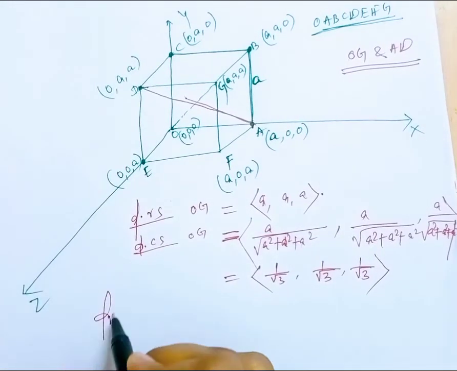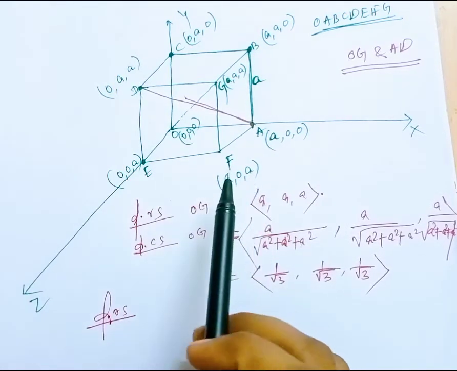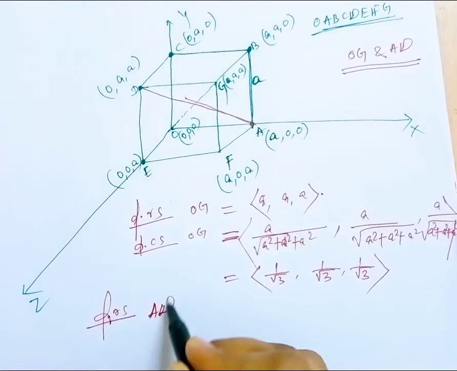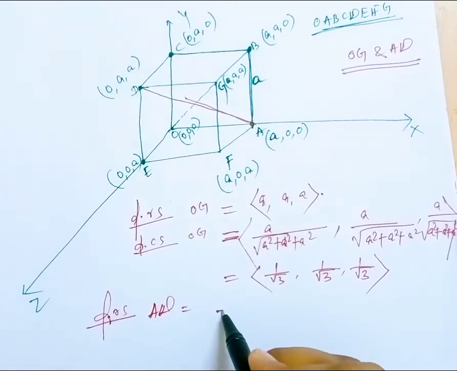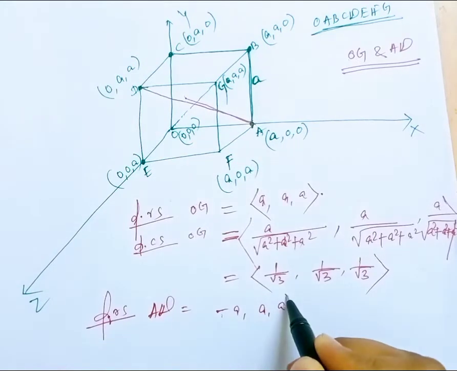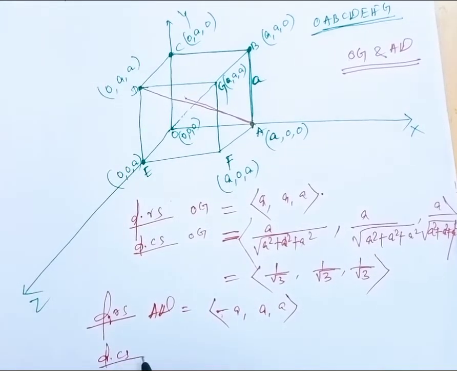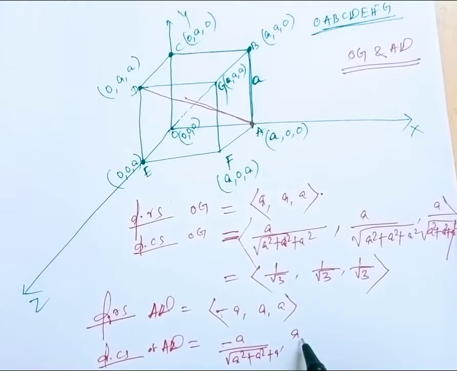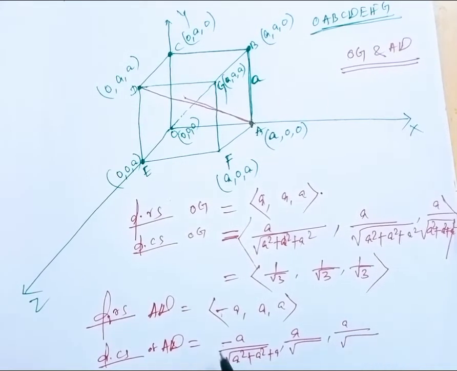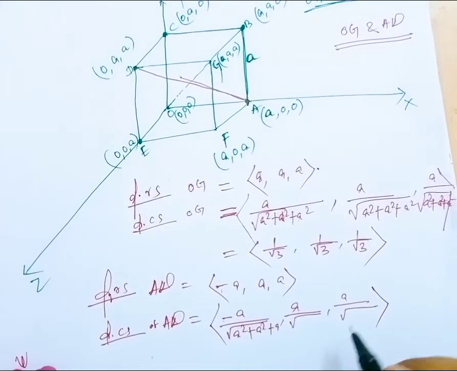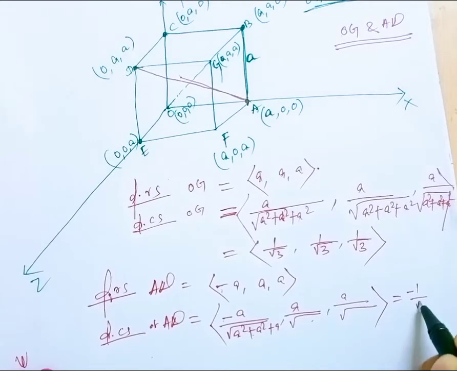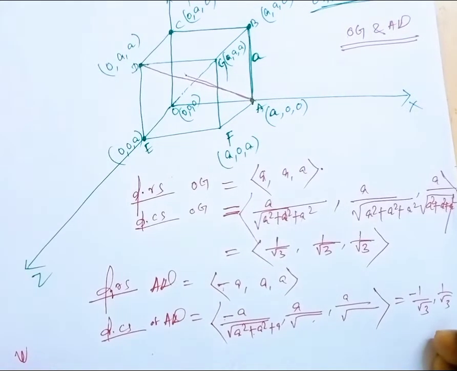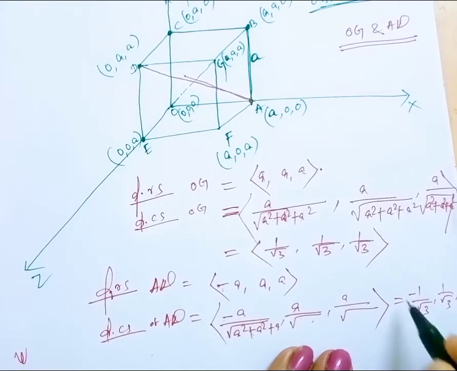Again find the direction ratios of your another main diagonal. I mean find the direction ratios of main diagonal AD. So that is minus A, A and A. And again find the d.cs of AD, and d.cs of AD should be using this formula, minus A by this much, A by this much, A by this much. You just repeat the thing here. Then this will give you minus 1 by root 3, 1 by root 3 and 1 by root 3.